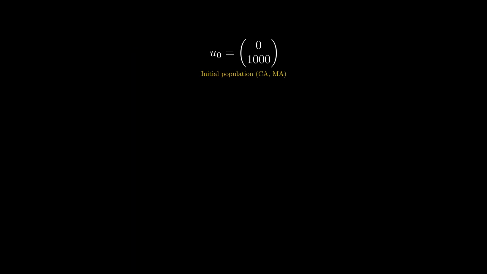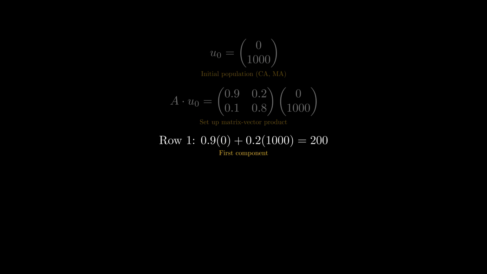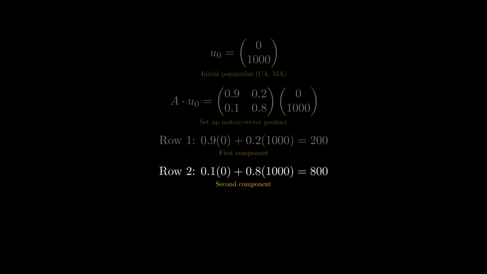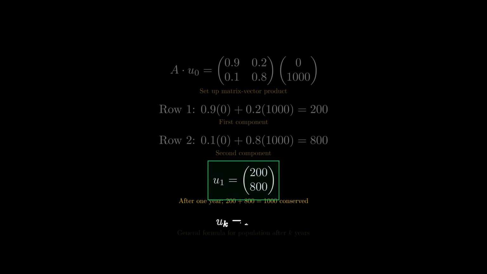Let's take one step. Our starting vector u sub 0 is 0 in California and 1,000 in Massachusetts. Multiply A times u sub 0. For the first row, 0.9 times 0 plus 0.2 times 1,000 equals 200. For the second row, 0.1 times 0 plus 0.8 times 1,000 equals 800. So after 1 year, 200 people are in California and 800 are in Massachusetts. The total is still 1,000, exactly as a Markov matrix promises.